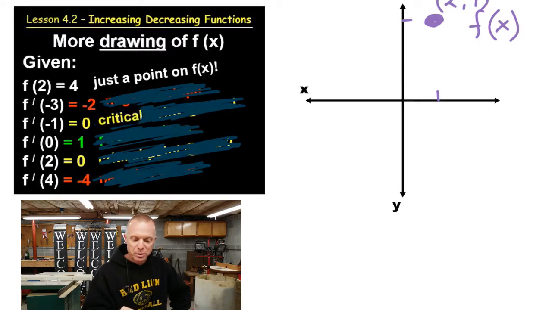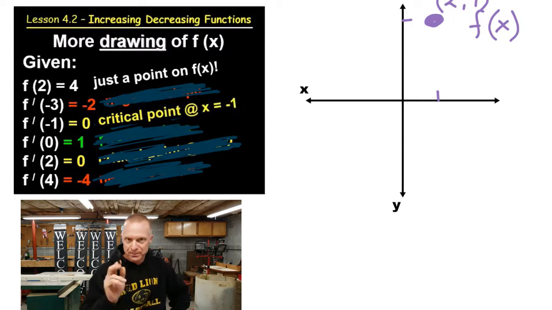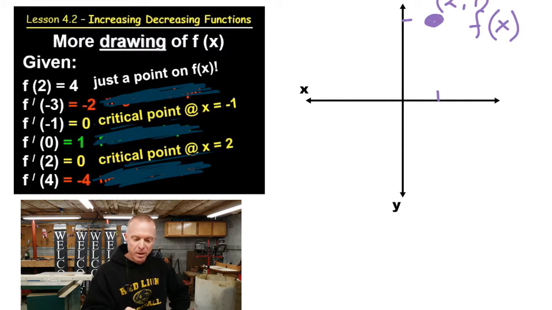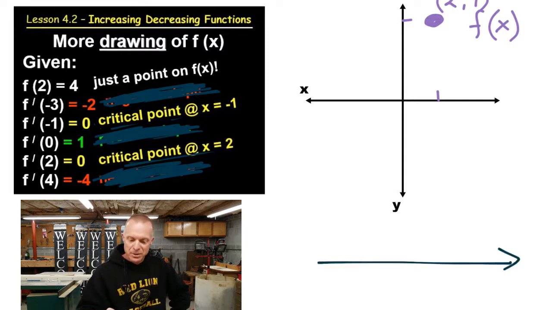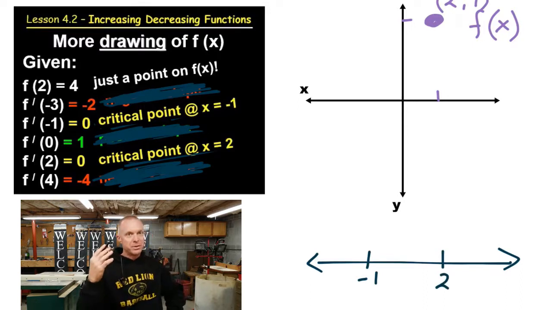Now, I like these yellow numbers because they're equal to 0. And I feel like when a derivative is equal to zero, it's a critical point. And critical points are perfect for number lines. I'd like to use that number line concept again on this problem. I'm going to put -1 and 2 on a number line, again, because the slope is equal to zero. So that means it's a critical point. What else do we have? We have this green -1.